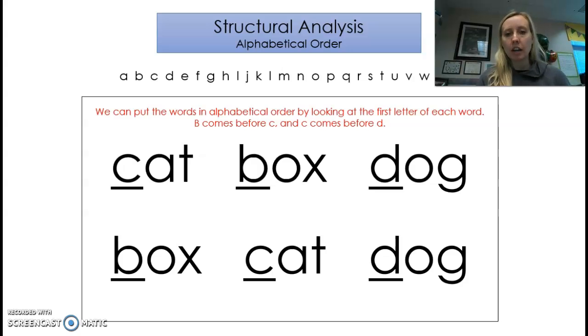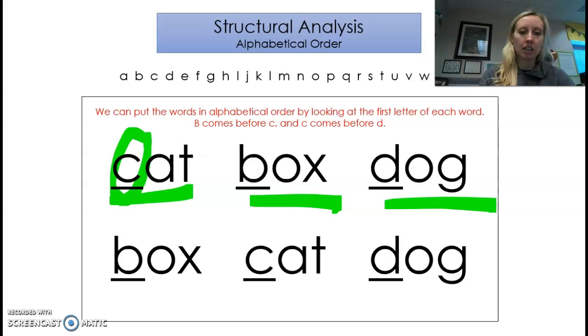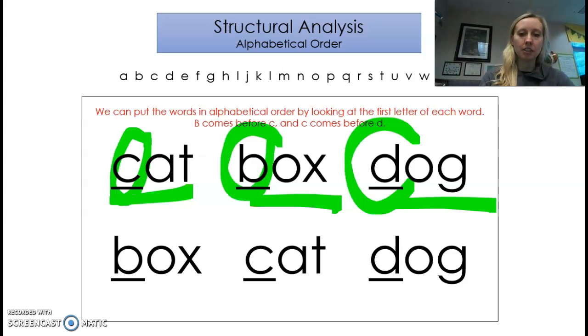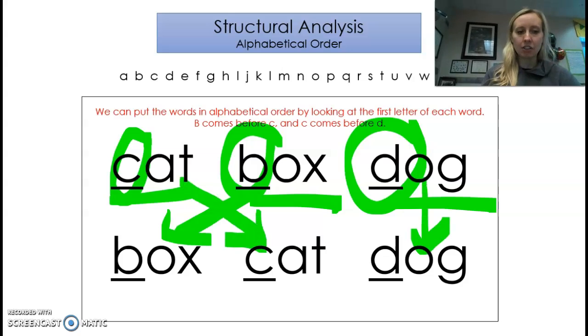Okay, let's talk about this. Today we're going to work on alphabetical order. When we put the words in alphabetical order, we do this by looking at the first letter of each word. B comes before C, C comes before D. So if I have cat, box, and dog, I'm going to look at my first letter, and then I'm going to sing my alphabet song. A, B, oh, there's B, B's first. A, B, C, oh, there's C, D. Did you see how I did that using the song?